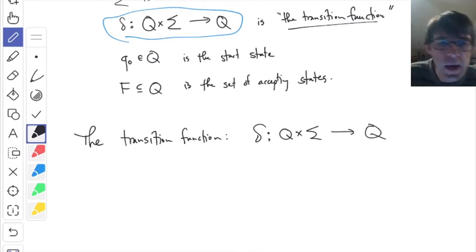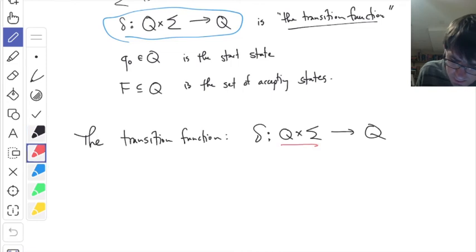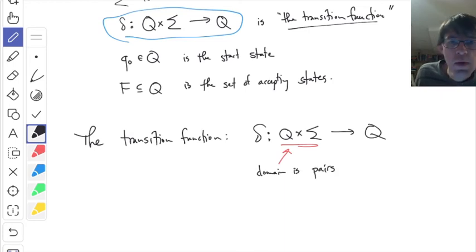All right, and what this means is, so this part here means the domain is pairs. That's what the cross there means. Remember the cross in set theory? This is the Cartesian product of 2 sets. It means the set of all pairs where the first thing comes from Q and the second thing comes from sigma. So the domain is pairs that look like Q, comma, A or something, where this is a state and this is a letter.